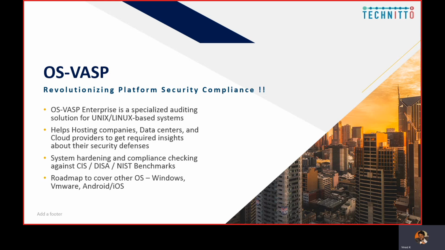Understanding that context, and also to comply with all the standards, we have built a viable product which doesn't have a UI now, but it is functional in terms of finding the compliance checks for CIS for all flavors of Unix. We have a roadmap to cover Windows, VMware, and other flavors as well. But at this point in time, we have Linux built. By the end of this year, we are planning to have an array of operating systems covered by OS VASP.